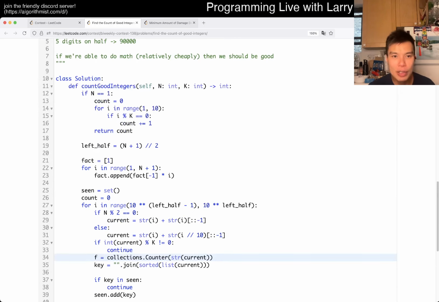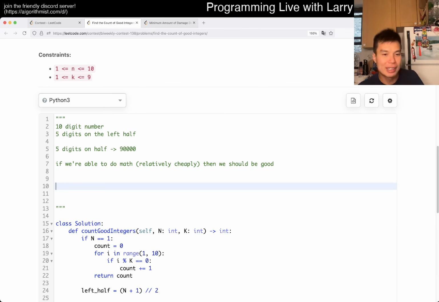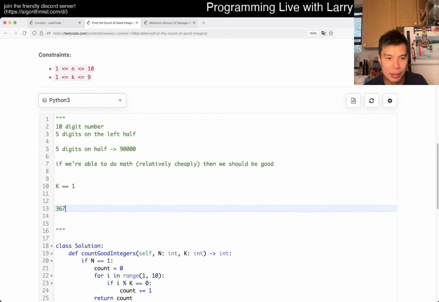Okay, so here we go. Now we construct a number, right? So let's say k is equal to 1, so everything mods, right? So now we have this number. Let's say this is the left half. Then the right half is going to be this, right? So we have it in one number.